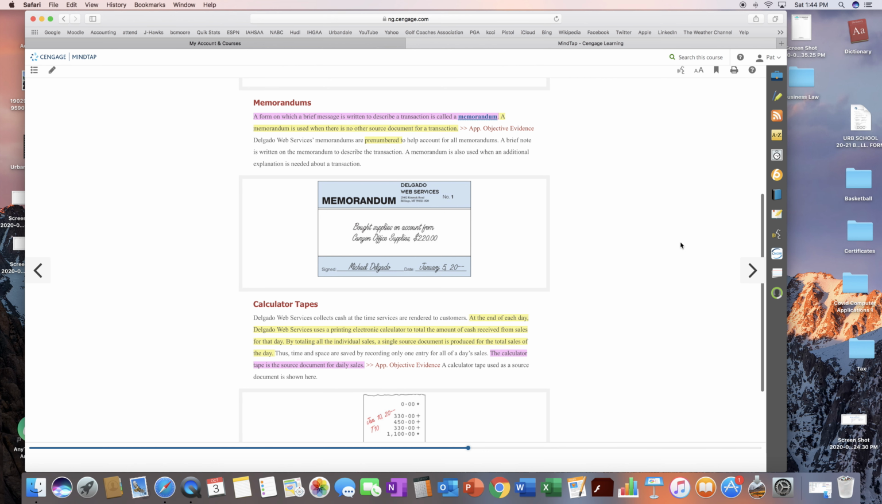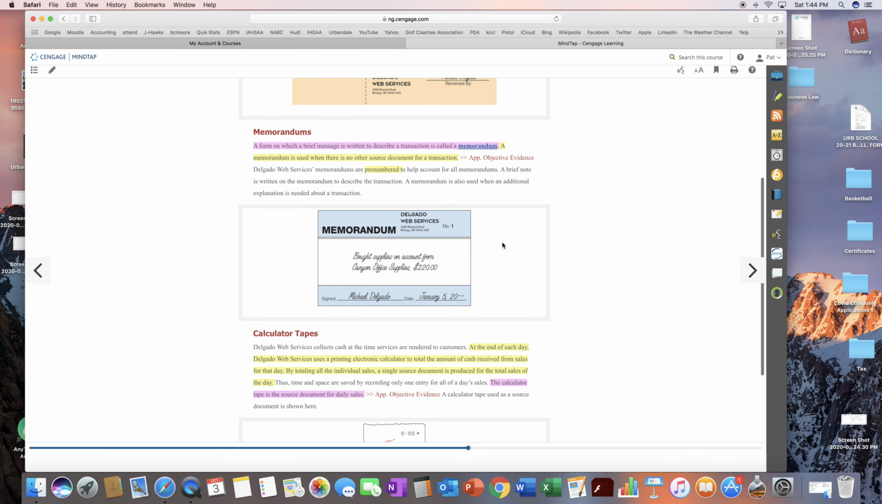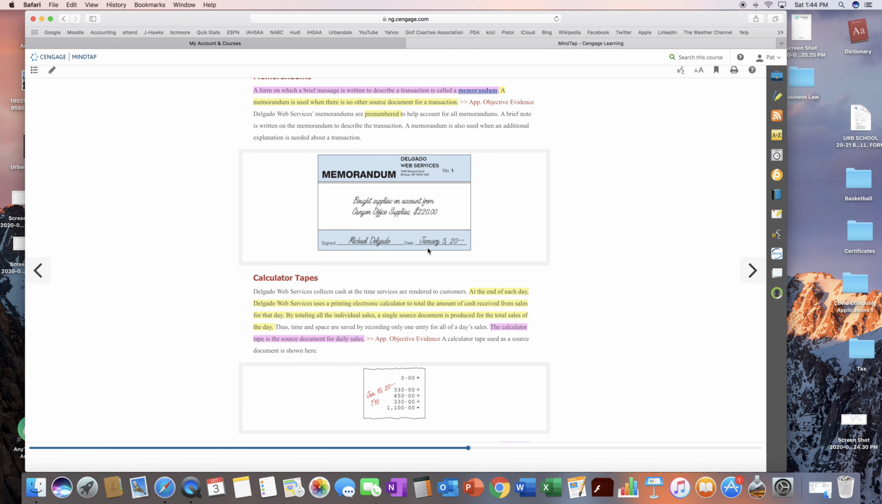There are also memorandums. Memorandums are a source document. It's a form with a brief description. Often memorandums will be used when we buy supplies on account. In second semester we'll have debit memorandums and credit memorandums for some other transactions. But right now our memorandum is just a brief written statement on a source document for something that isn't a receipt, a sales slip, or a check. We bought supplies on account. We sign it, we keep it, and use it in the journal as M1, again pre-numbered.